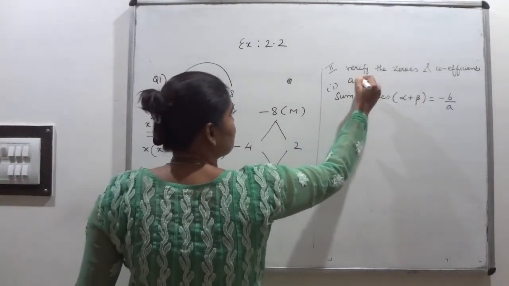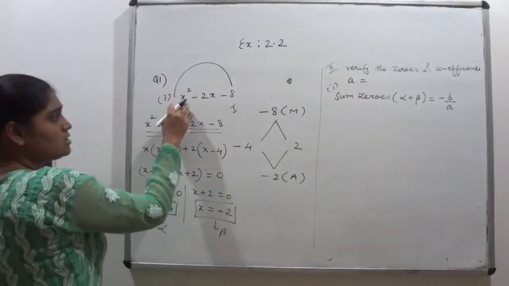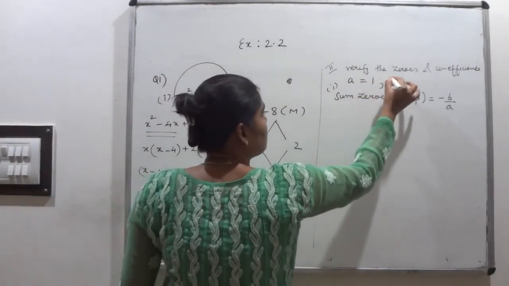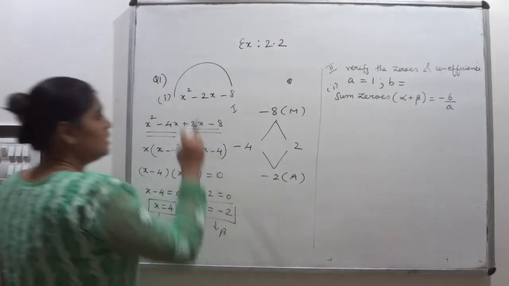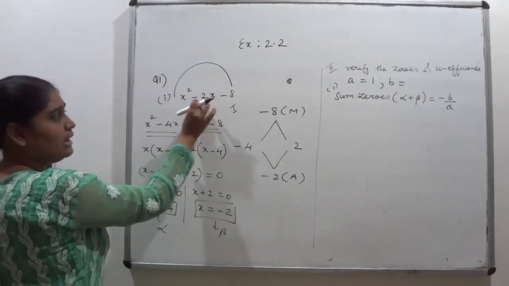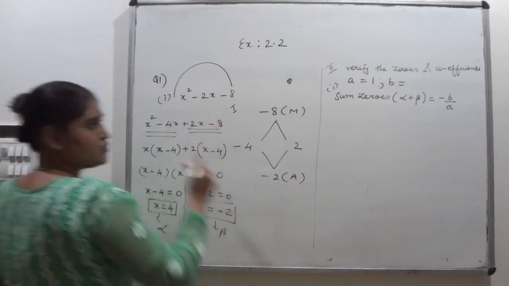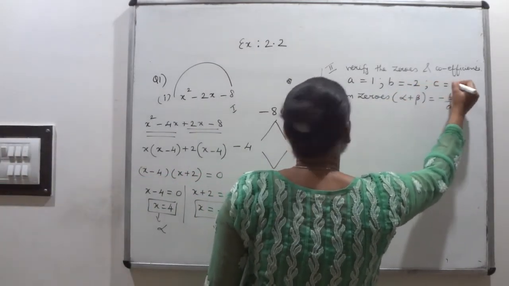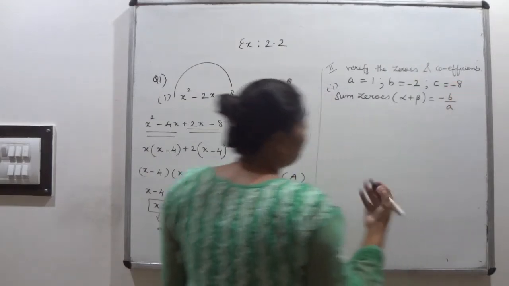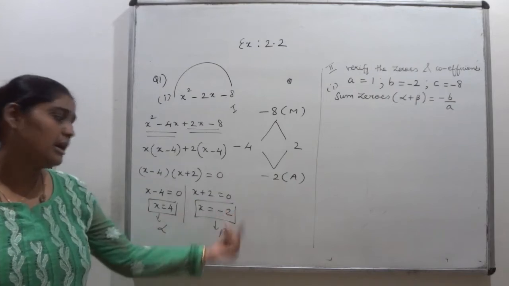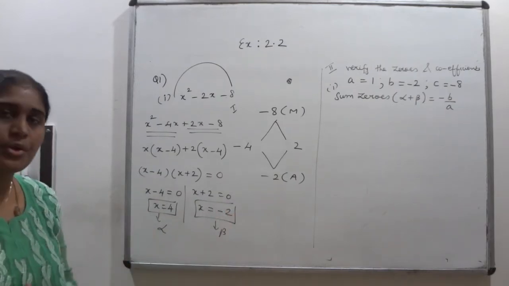What is a? That is the coefficient of x square. What is the coefficient of x square? Simply 1. So 1. What is b? Coefficient of x. Write it here. What is the coefficient of x here? Minus 2. You have to write the sign also. This is what? Minus 2. What is the constant? That is c, minus 8. Alpha, beta, we already marked here. Alpha is 4 I have taken, beta I have taken as minus 2. Vice versa also you can take.